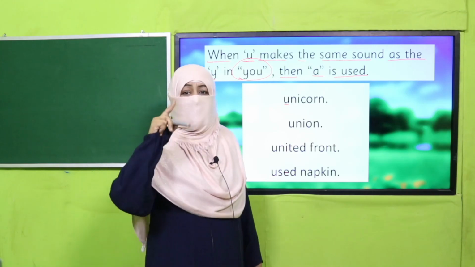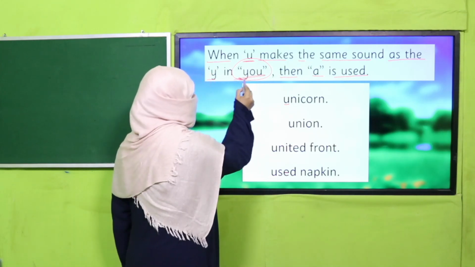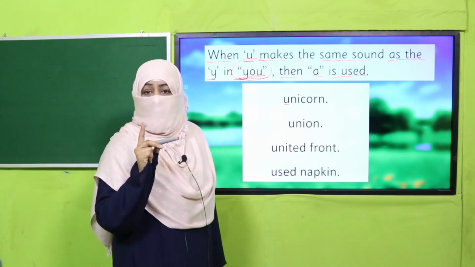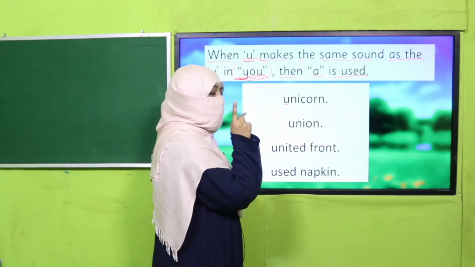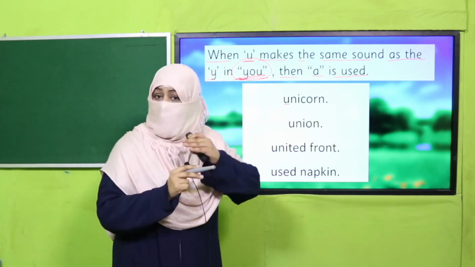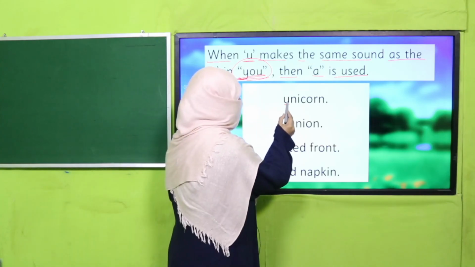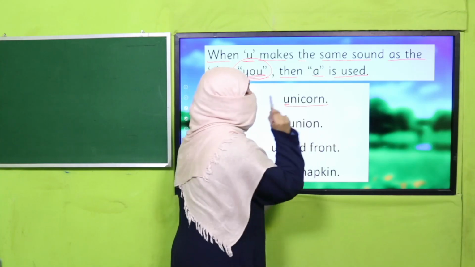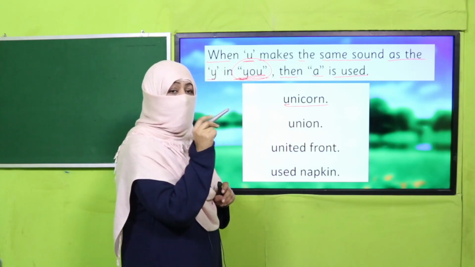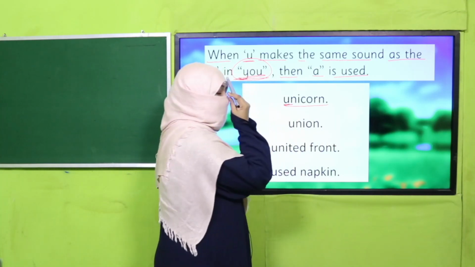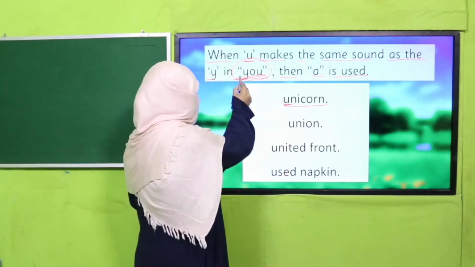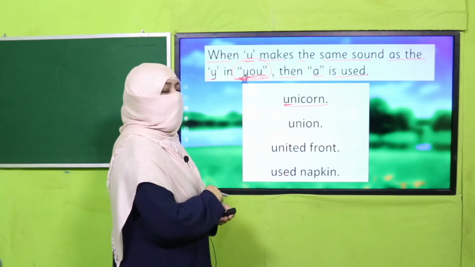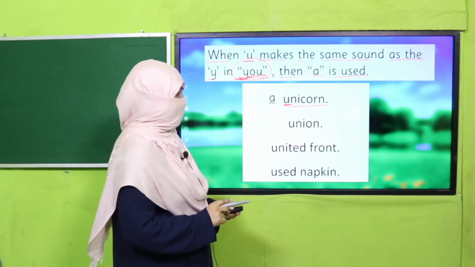If it sounds like "you", then don't say "an", because I told you it's the vowel sound, not the vowel letter. So U is there, but when we say this word, it becomes "unicorn". Here U is pronouncing the sound of "you". That's why we say a unicorn. We don't say an unicorn.